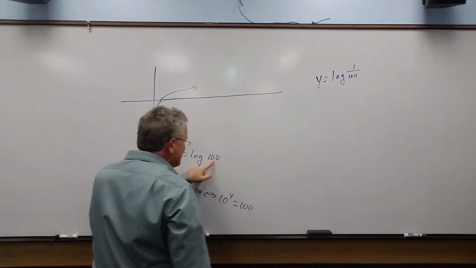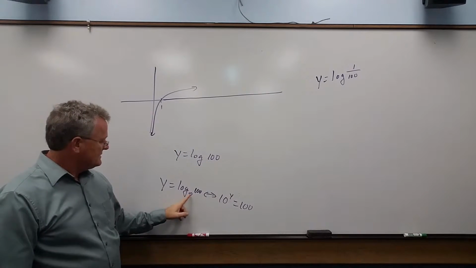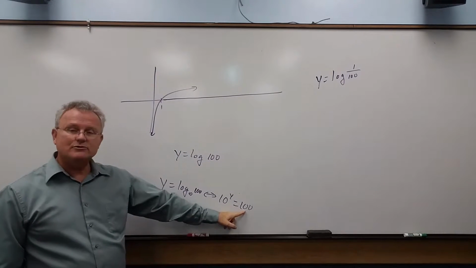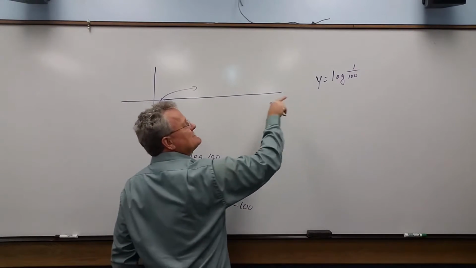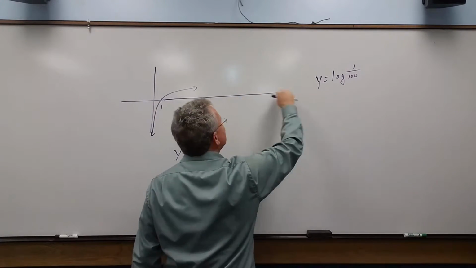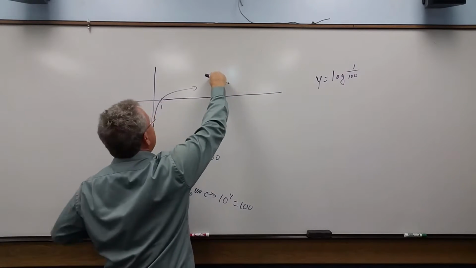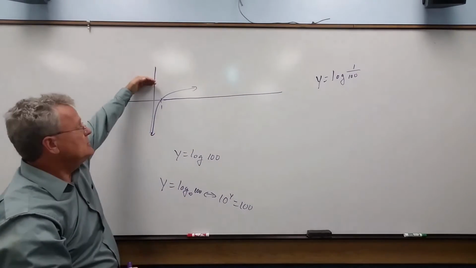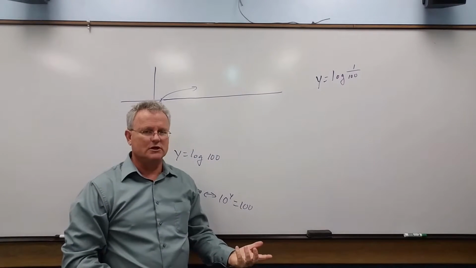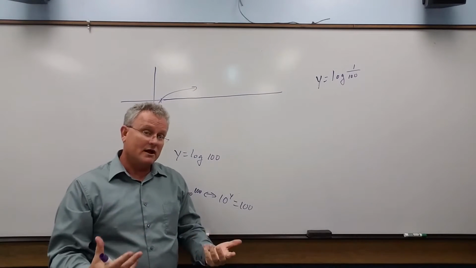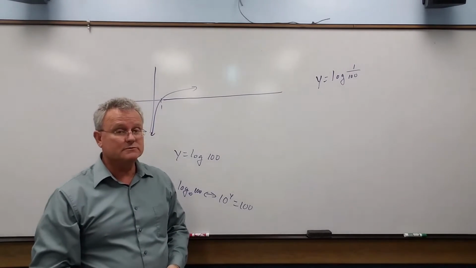If this was 1,000, then 10 raised to what power is 1,000? Well, 10 cubed is 1,000. So now x has to go all the way out to 1,000 before our graph is just up to 3. So logarithms grow, but they grow very slowly. So that's another point I like to drive home with logarithms.